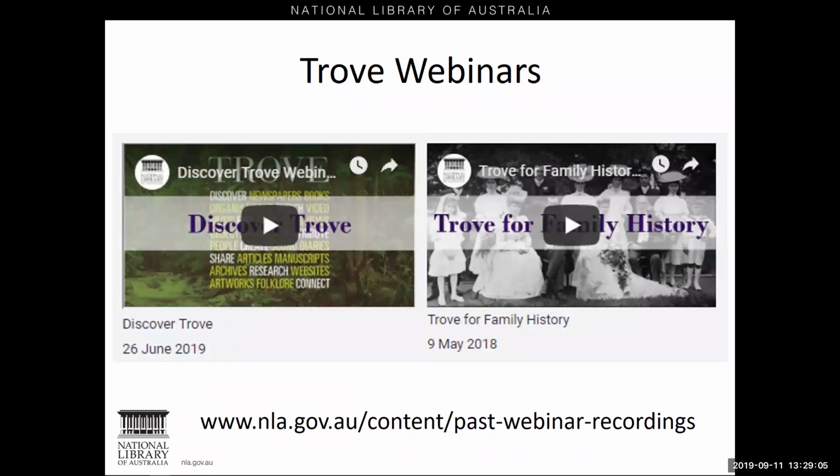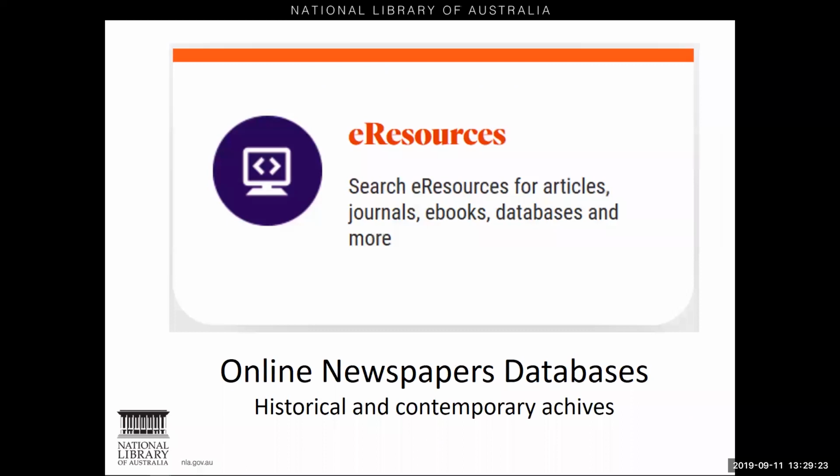So I know a lot of you are familiar with Trove, but if you do want some more help researching Trove, we have quite a number of webinar recordings that go into a lot of detail, particularly Discover Trove, which is an introductory session, and Trove for Family History, which explores mainly that newspaper zone. So Trove is the best place to go to access Australian newspapers pre-1955.